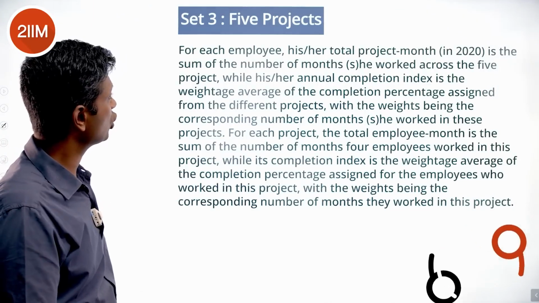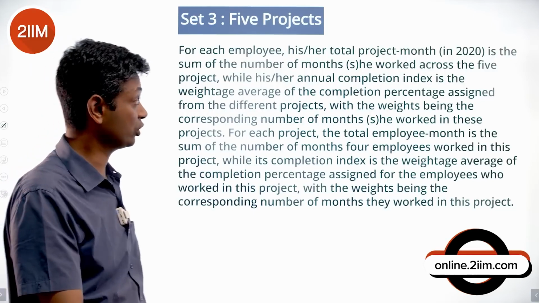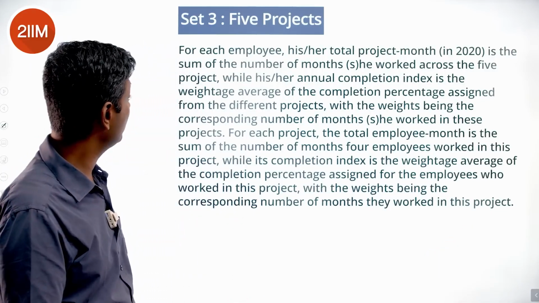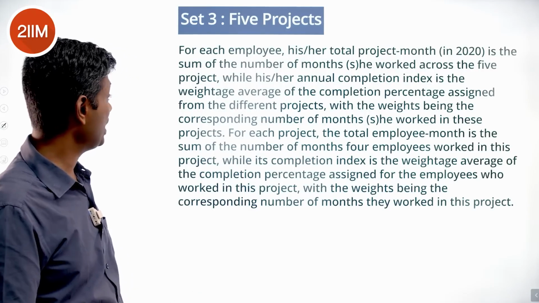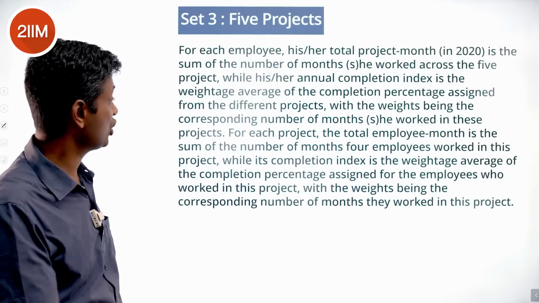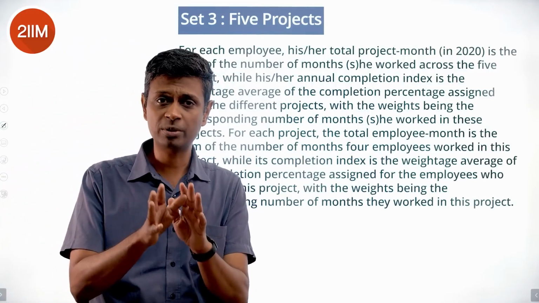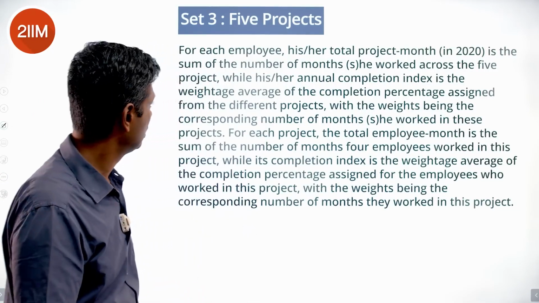For each employee, his or her total project month is the sum of the number of months she worked across the 5 projects, which is nice to add everything up. While his annual completion index is the weighted average of the completion percentage attained from different projects, with the weights being the corresponding number of months she worked in these projects. If we work for 4 months and percentage completion is 80%, it's 4 weightage of 80%, and then you simplify it.